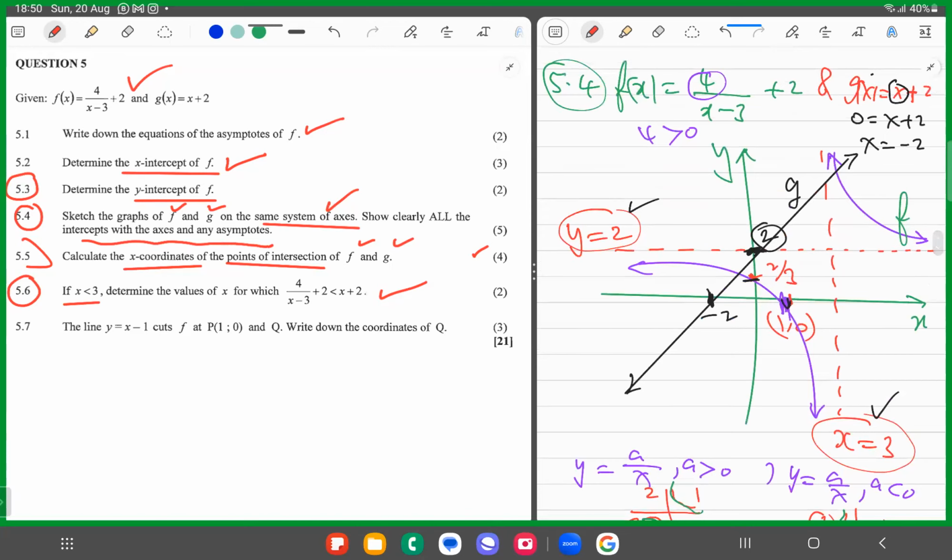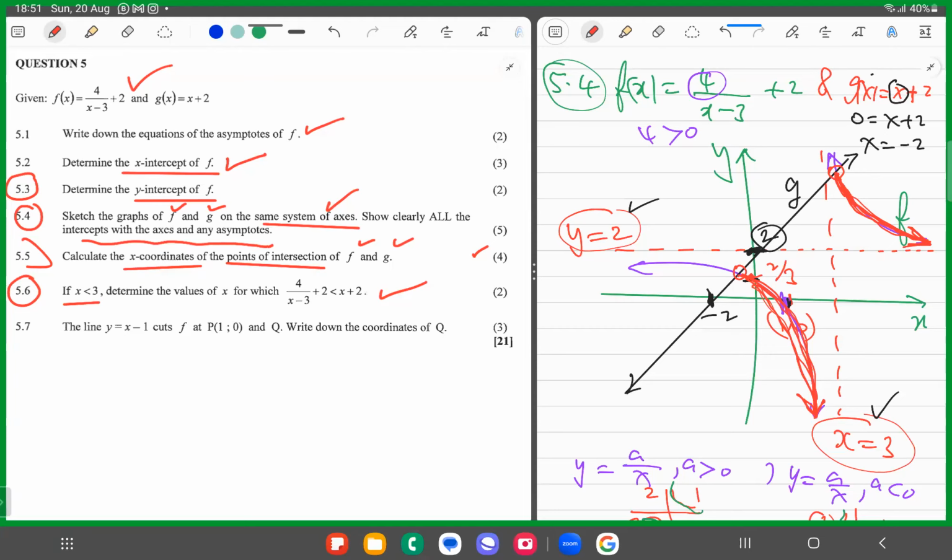So where is f below g of x? Okay, f is the purple one, the hyperbola graph, the rectangular hyperbola. So it is below g. Now here it is below here. It is below there. But also it is below here. It is below there. It is below.